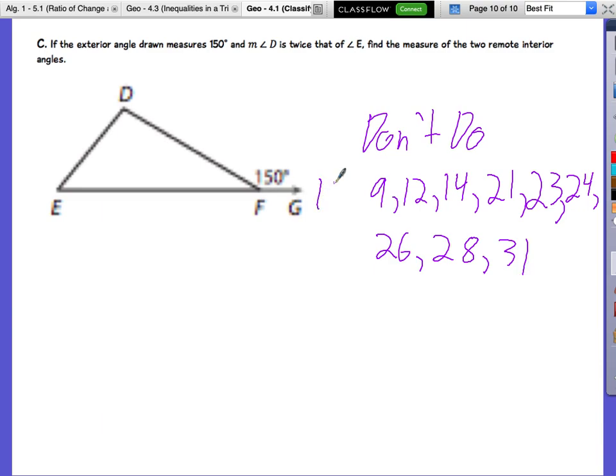We have a story problem? No, I am not good at story problems. Just don't do that. If you need to check which ones we did or are not doing, look up at the board.